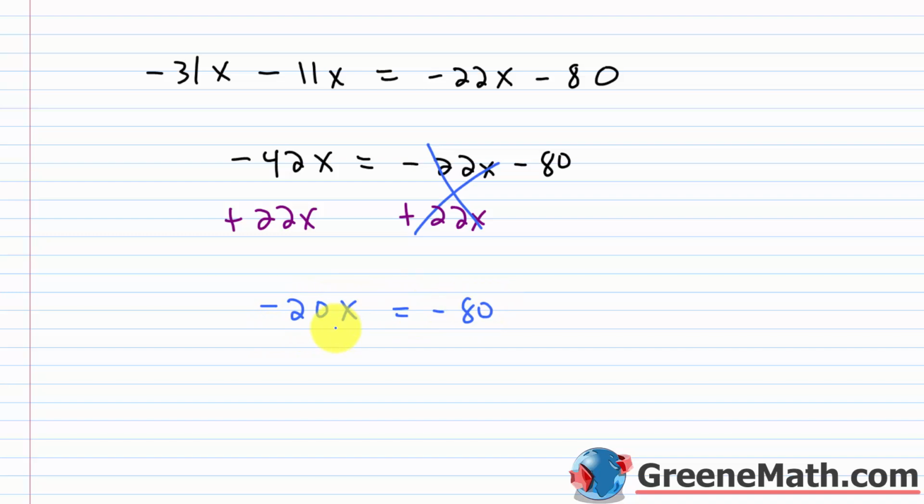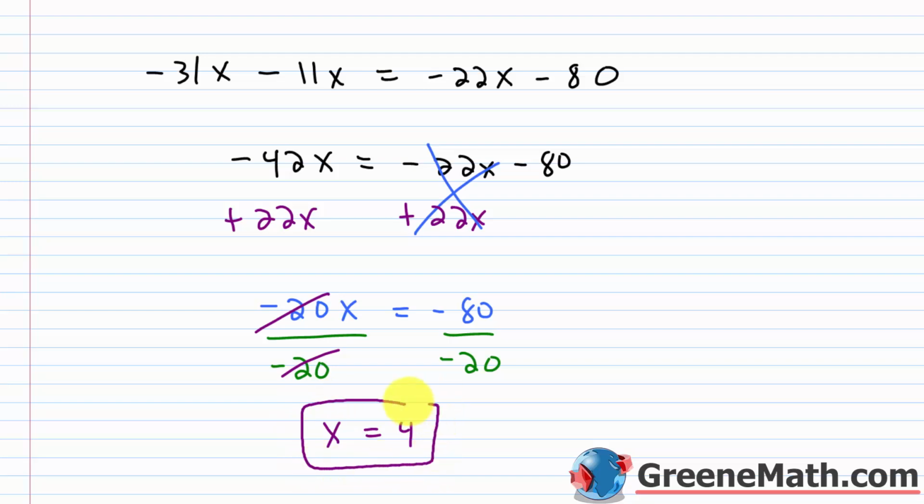If I've got negative 20 that's multiplying x, I can isolate x by dividing both sides by negative 20. Right? The coefficient of x, or what is multiplying x. So now I'm going to cancel this with this and say x is equal to negative 80 over negative 20, which is 4. Okay, so that's going to be my solution. Again, if you want to stop and check, go back up and plug in a 4 for each occurrence of x, and you will see that you get the same value on the left as you do on the right.